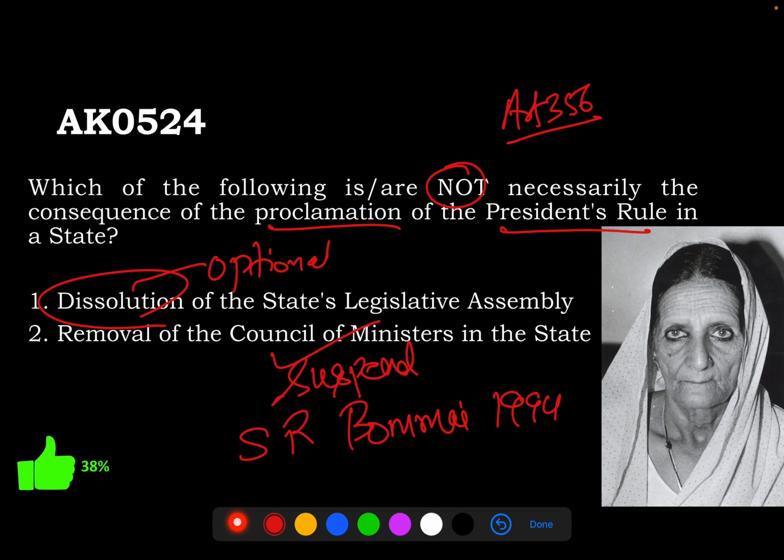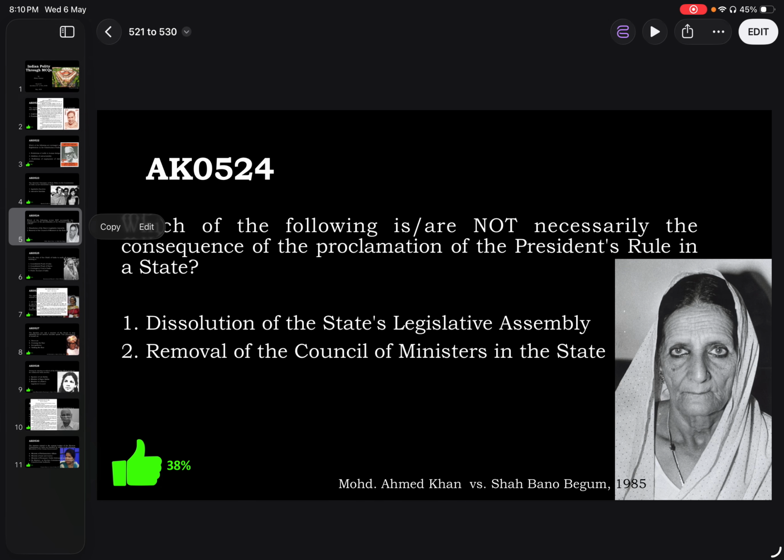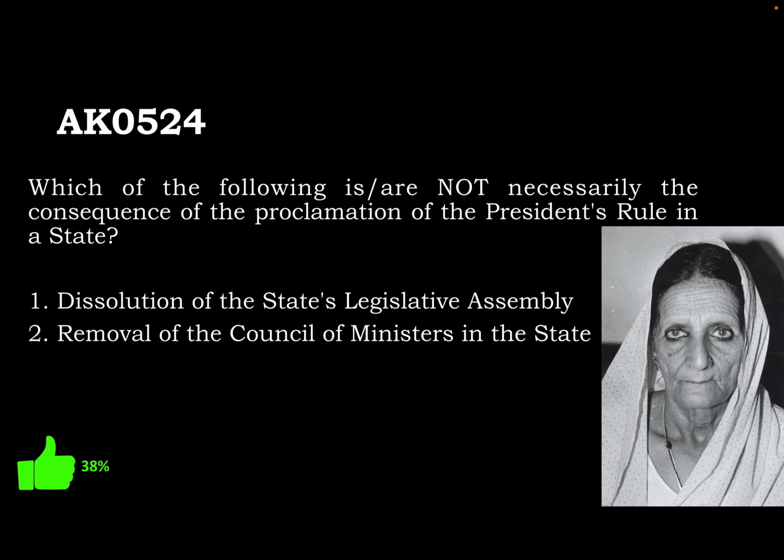Okay, it's not automatic. It's not a necessary consequence. It is an optional power which is also exercised after the approval by Parliament. For example, from February 2025 till February 2026, earlier this year, Manipur was under President's rule.